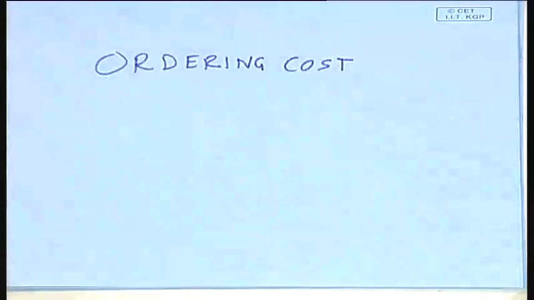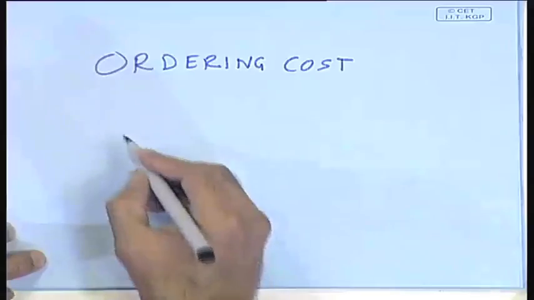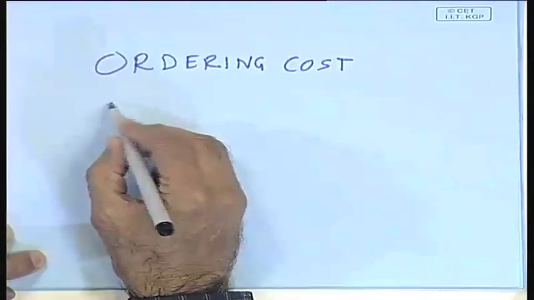Ordering cost is independent of the quantity ordered. Now this is one kind of cost. The other cost involved in inventory management is called inventory cost or stocking cost.